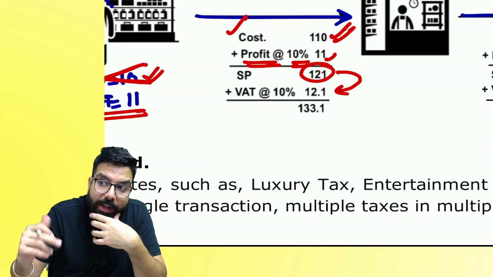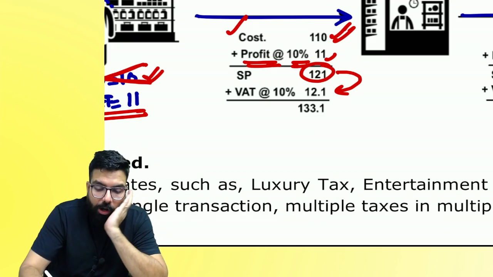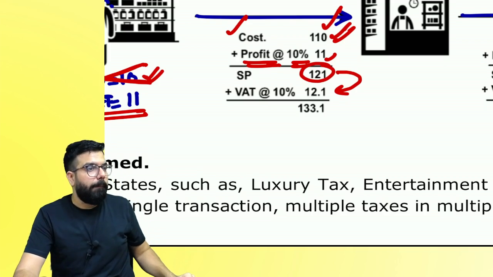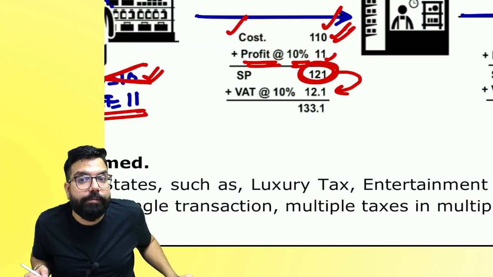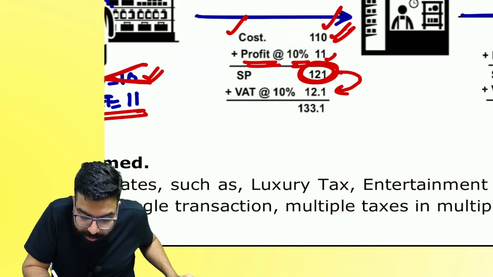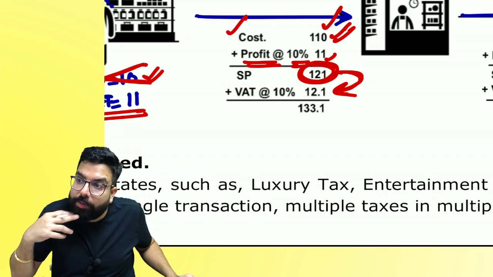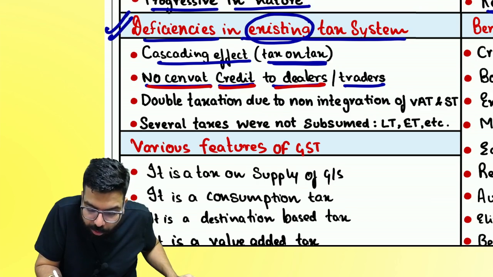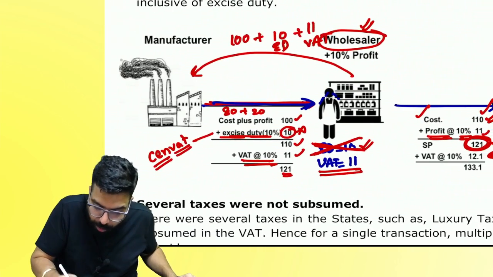Now tell me one thing. Again, cascading effect is there. Tax on tax. How? Because 100 includes 10 rupees excise duty. This 121, does it include excise duty? How much? 10 rupees. On this again is there tax. So tax on tax is again happening. So what they are telling is no CENVAT credit to trader or whenever you are buying from a manufacturer.